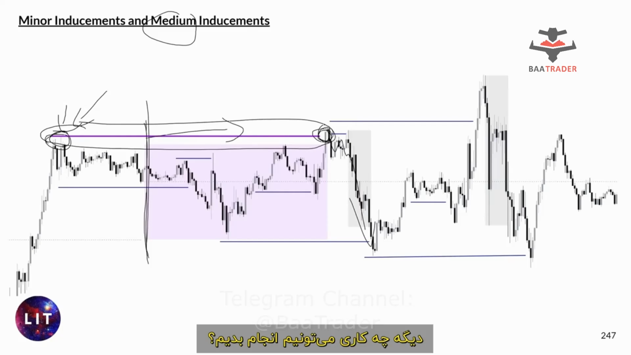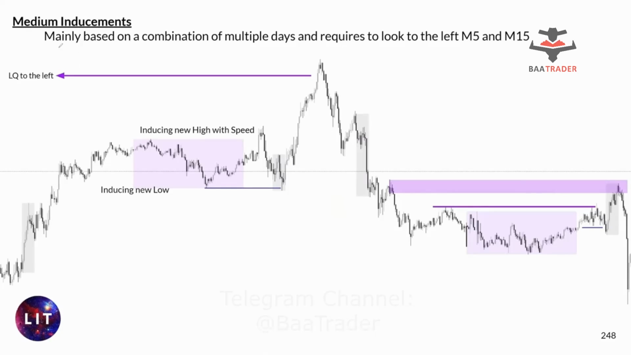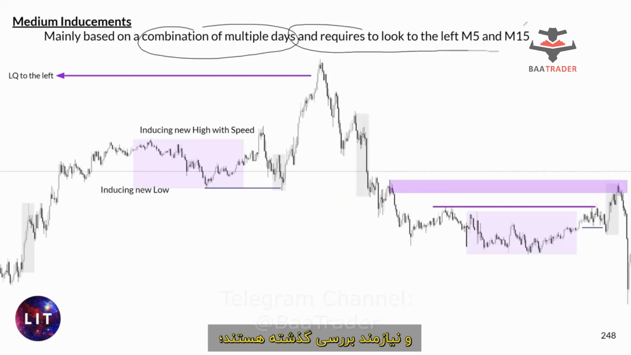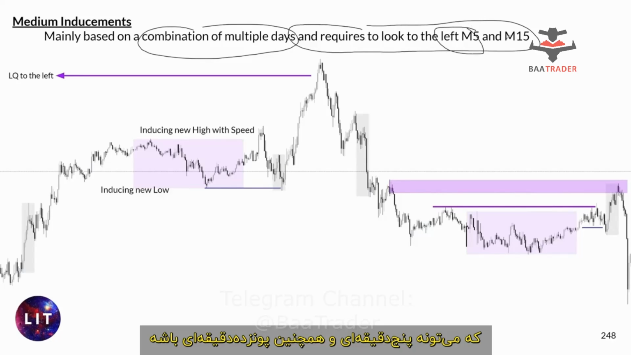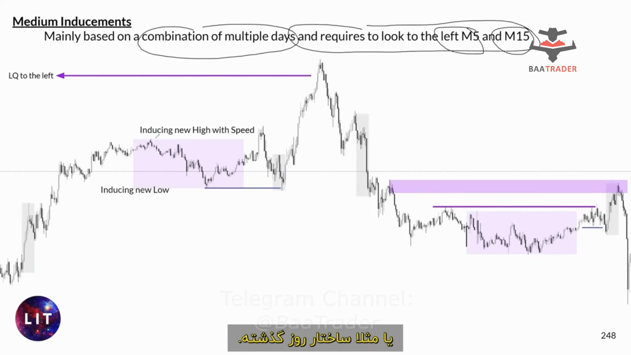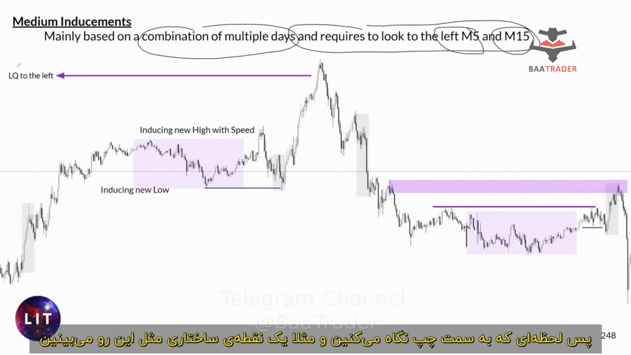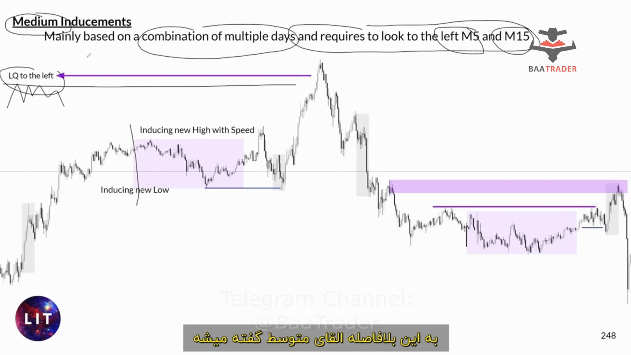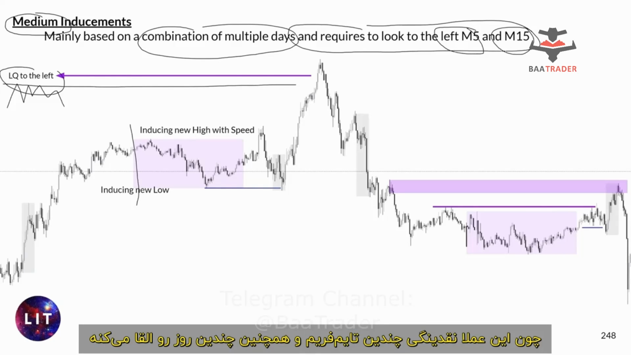Okay, what else can we do? Medium inducements are mainly based on a combination of multiple days, right? And requires you to look to the left, can be the M5 and also the M15, right? Or of course, just a previous day structure. So the moment you're looking to the left and you see something like a structure point in here that is way more to the left and even more than yesterday's structure, that is immediately called a medium inducement, right? Because this actually induces multiple time frames and also multiple days' liquidity.